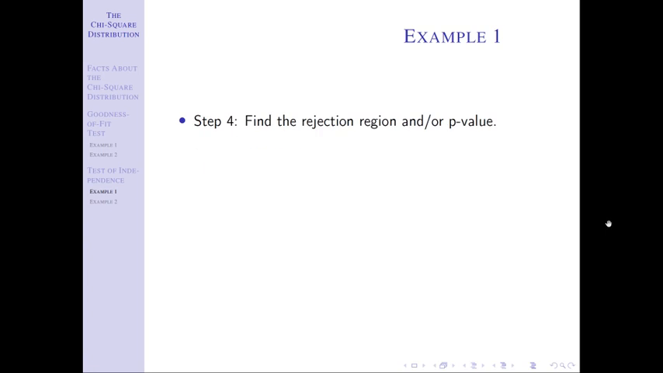We draw our rejection region. Again, we have a right tail test. Our test statistic is definitely in that rejection region. Our critical value would be 12.59. I got 6 degrees of freedom. How is that? Degrees of freedom for this test is R minus 1 times C minus 1. There are 4 columns. So 4 minus 1 is 3. There are 3 rows. 3 minus 1 is 2. 2 times 3 is 6.